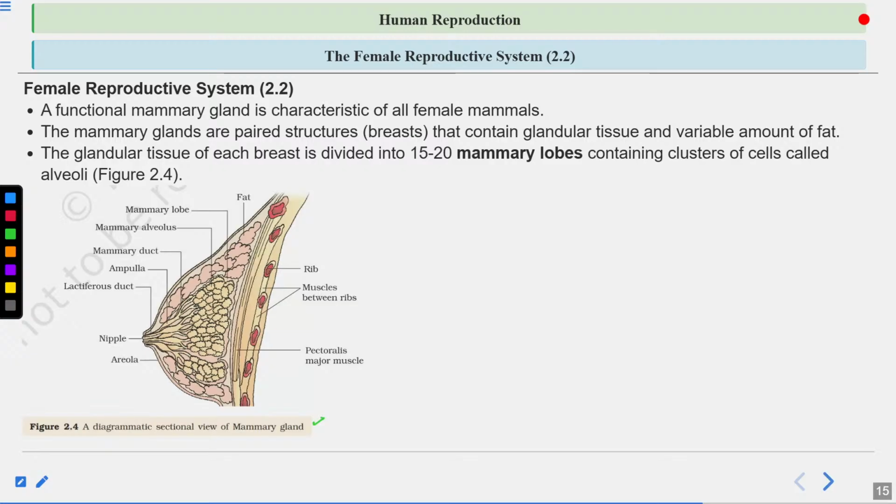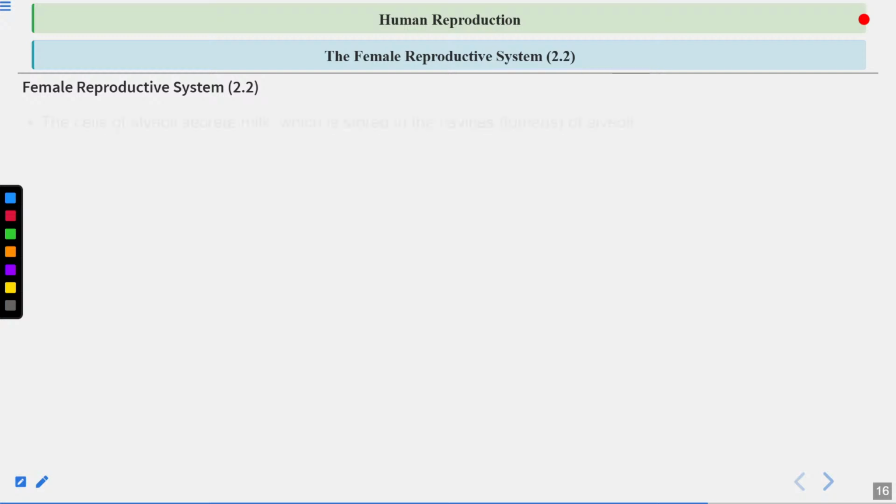Here you can see the fat is present in the mammary gland. Then mammary lobes are present, 15 to 20 mammary lobes. Then you can see the mammary alveolus here. These mammary lobes consist of clusters of cells known as the alveoli. Now, what is the function of alveoli? Cells of the alveoli secrete milk, which is stored in the cavities or lumens of the alveoli. So alveoli are very important because they secrete milk, and this milk is stored in the cavities of the alveoli, meaning the lumen of the alveoli.